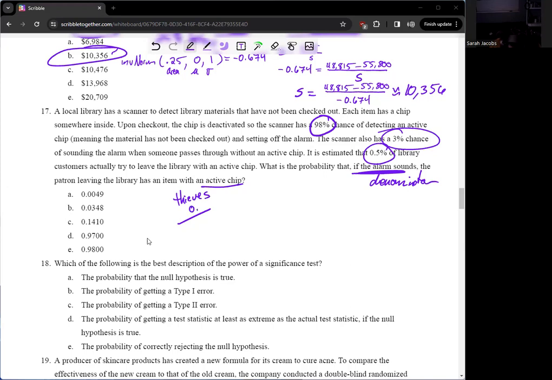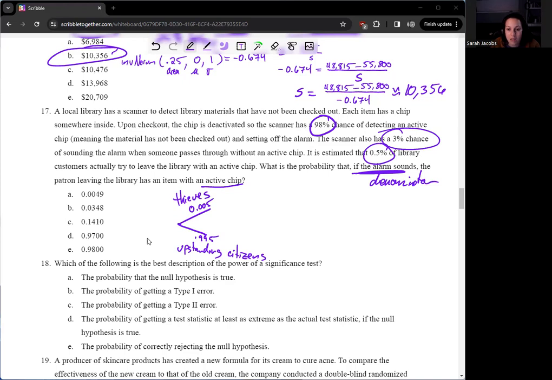Okay, so that's 0.005. That's 0.5% chance of it happening, which means our goodies, our upstanding citizens, there is a 1 minus 0.005. It's too late for my brain. 0.995 chance that the person is not trying to leave with an active chip.